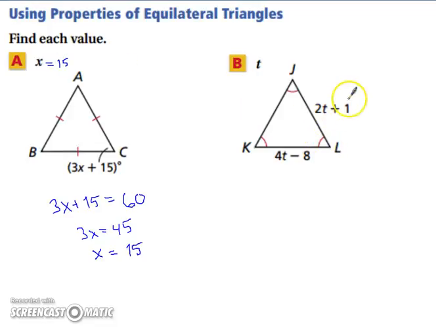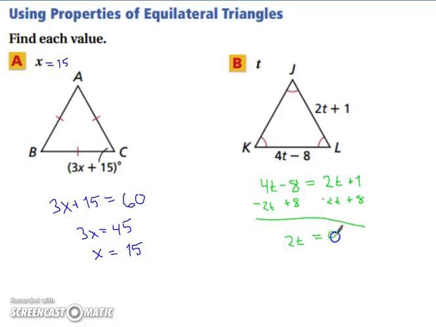In this problem, we want to find the value of t. Since it is an equiangular triangle, we know it is also an equilateral triangle. So we have 4t minus 8 equals 2t plus 1. We add 8 to both sides and subtract 2t from both sides. Now we have 2t equals 9, so t equals 4.5. And that ends our lesson on isosceles and equilateral triangles.